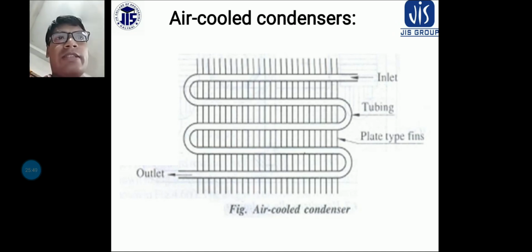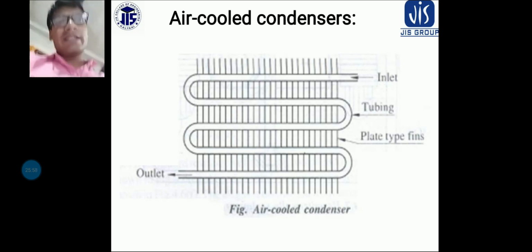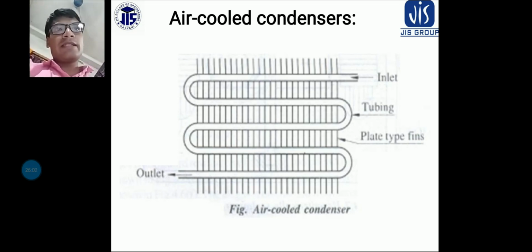The material is also a factor on which the heat transfer capacity of the condenser depends. So material, amount of contact. How does it depend on the material? The higher the ability of the material to transfer heat, the smaller will be the size of the condenser. That means the thermal conductivity.